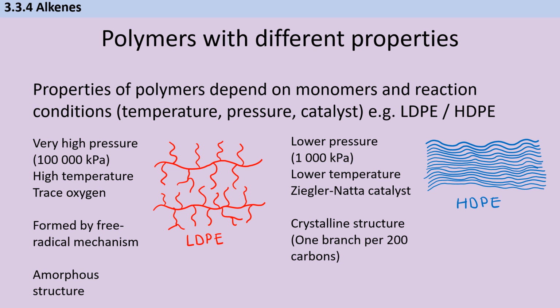Now, the impact of all of those things is that instead of getting this amorphous structure where LDPE is very, very branched, HDPE has a crystalline structure. So all of these threads are sitting very nicely together because it's comparatively unbranched. You're maybe getting one branch for every 200 carbon atoms in the chain. And so this means that the polymer chains can stack together much more closely, and therefore it's much harder and denser.